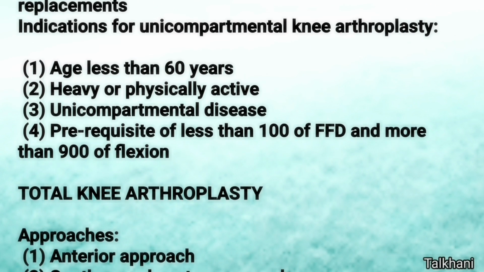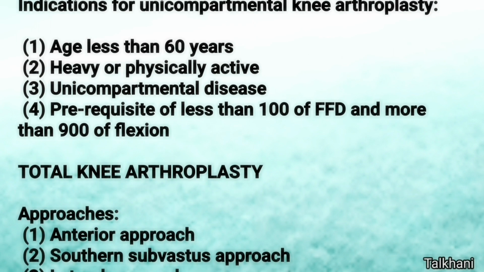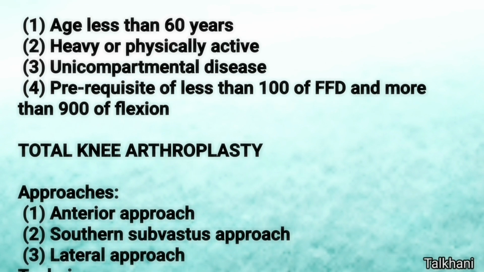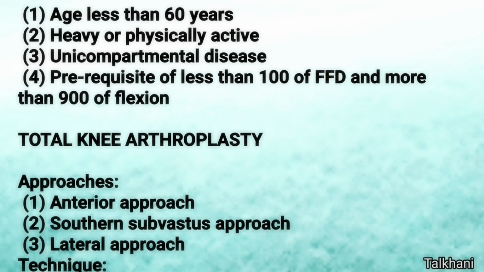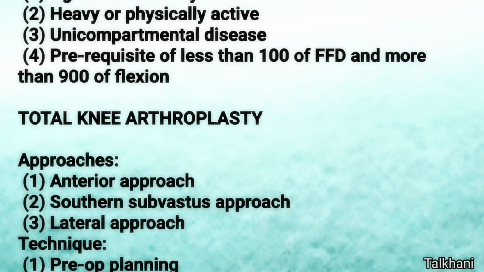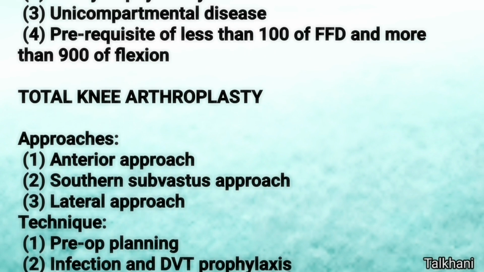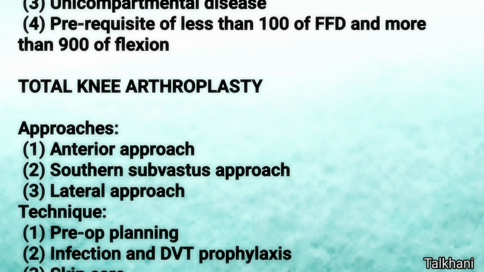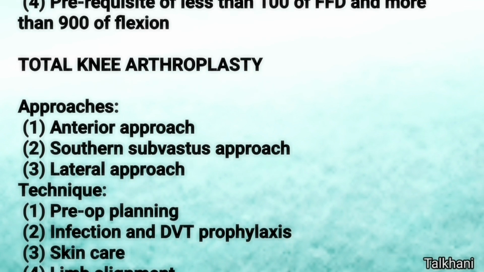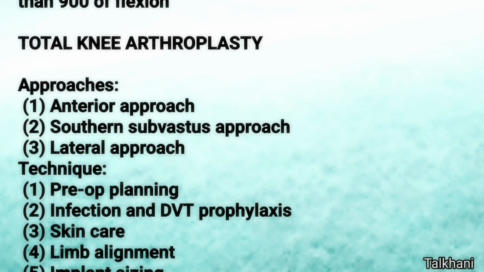Indications for unicompartmental knee arthroplasty: 1. Age of the patient less than 60 years. 2. Heavy or physically active person. 3. Unicompartmental disease. 4. Prerequisite of less than 10 degrees of fixed flexion deformity and more than 90 degrees of flexion should be respected. Total knee arthroplasty approaches: anterior approach, southern subvastus approach, and lateral approach.